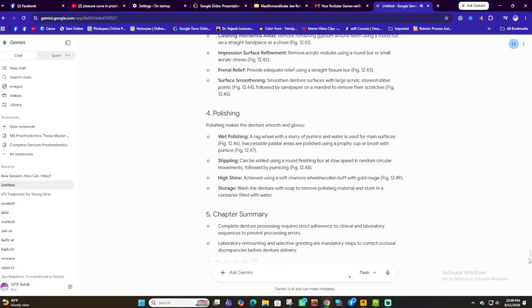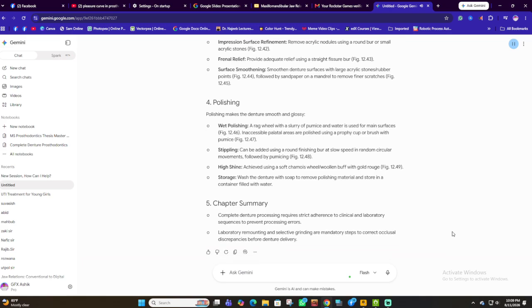Wet polishing. A rag wheel with a slurry of pumice and water is used for main surfaces, Fig. 12.46. Inaccessible palatal areas are polished using a Profi cup or brush with pumice, Fig. 12.47. Stippling can be added using a round finishing bur at slow speed in random circular movements, followed by pumicing, Fig. 12.48. High shine, achieved using a soft chamois wheel, woolen buff with gold rouge, Fig. 12.49. Storage. Wash the denture with soap to remove polishing material and store in a container filled with water.